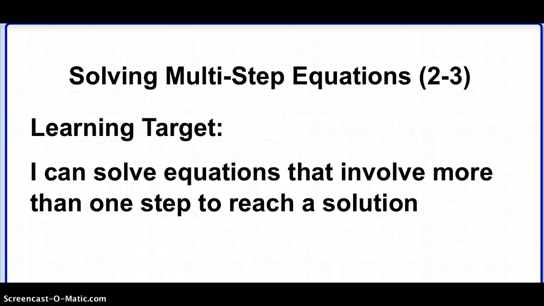Hi everyone, today we're going to be looking at multi-step equations. So we're going to be solving equations that have more than one step to get to the answer. This is from 2-3, and the learning target for us today is I can solve equations that involve more than one step to reach a solution.